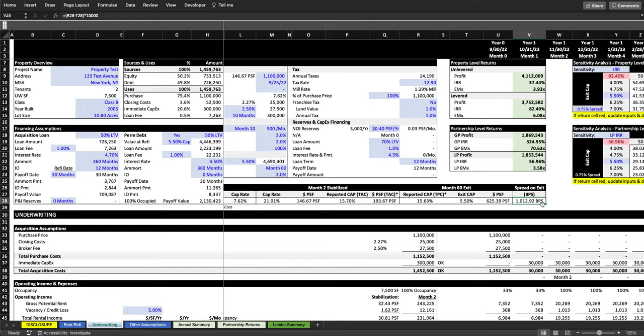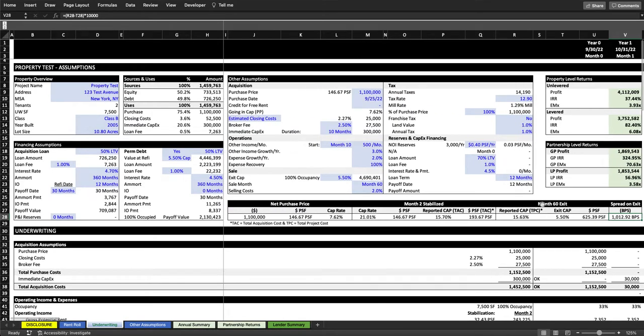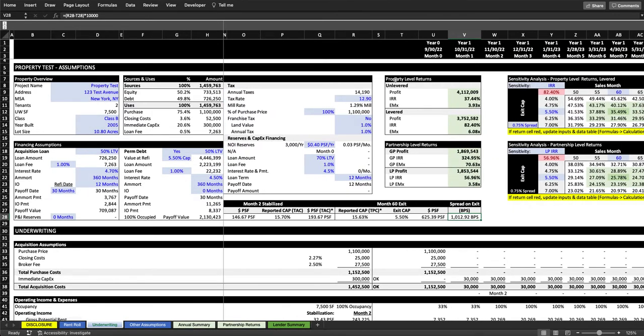So here, really good project. You'll notice up here, you've got property level returns. Down here, you have partnership level returns. Property level returns are the snapshot from below. It's the unlevered section over here, profit, IRR, equity multiple. Then you have the levered section over here, profit, IRR, equity multiple as well. Obviously, the profit's going to be less than the profit of unlevered, but the IRR should be more, so should the equity multiple. Then we have the partnership level returns.